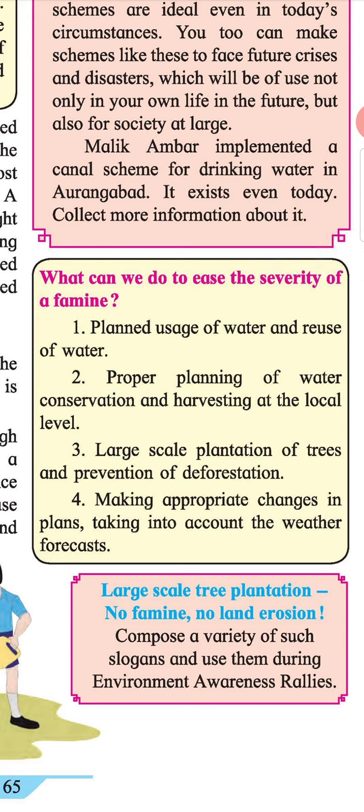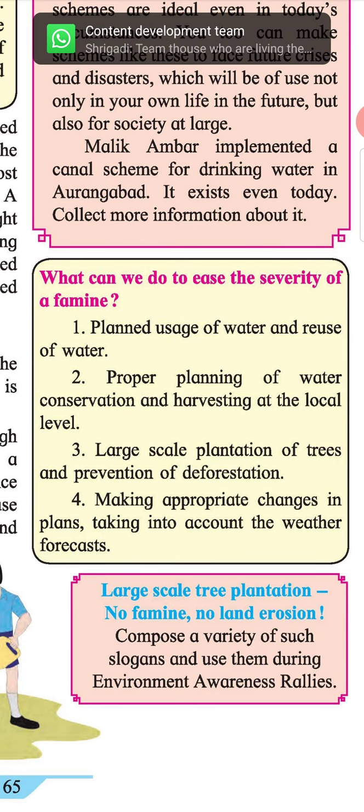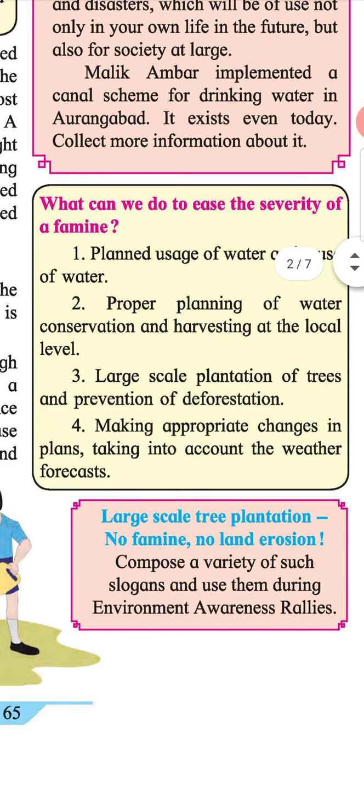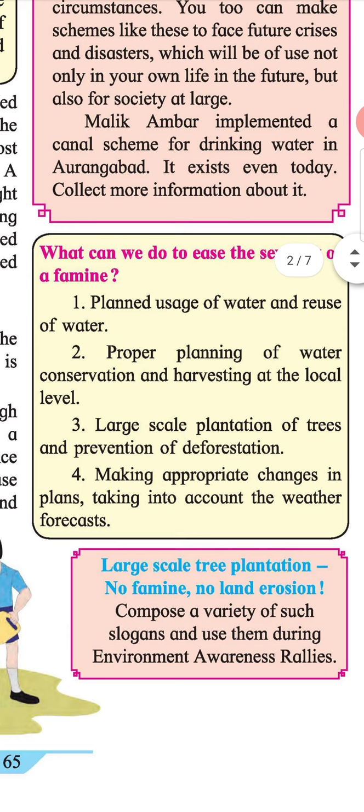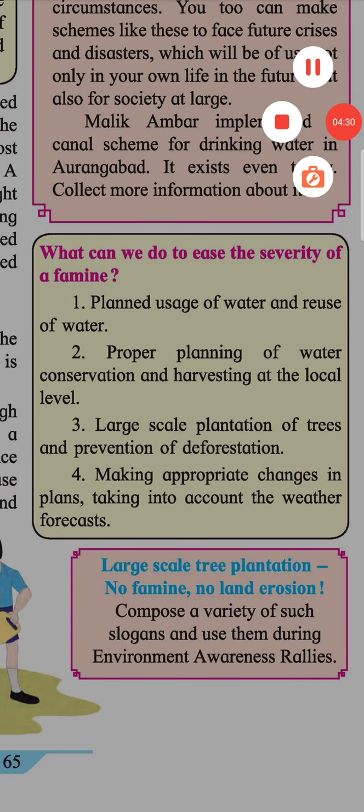Box heading: What can we do to ease the severity of the famine? 1. Planned usage of water and reuse of water. 2. Proper planning of water conservation and harvesting at the local level. 3. Large-scale plantation of trees and prevention of deforestation. 4. Making appropriate changes in plans taking into account the weather forecasts.